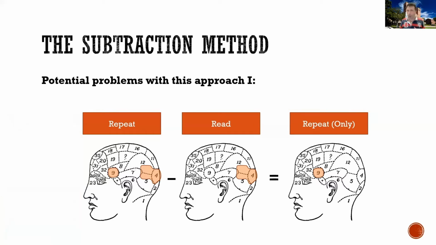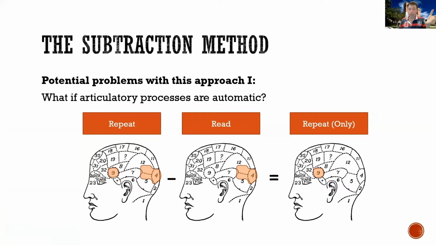However, this approach can go wrong in a number of ways. First, it is conceivable that articulatory processes could be automatic. Once you read a sentence, it's maybe just too strong to resist. Maybe your brain triggers articulatory processes automatically. Or maybe people subvocally, even without realizing it, still sort of rehearse the word and repeat it subvocally.